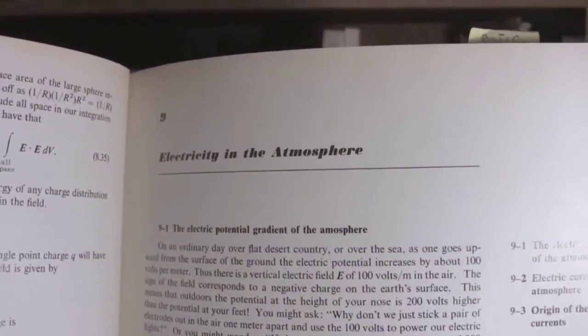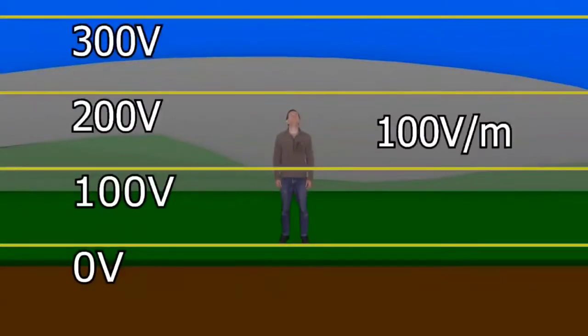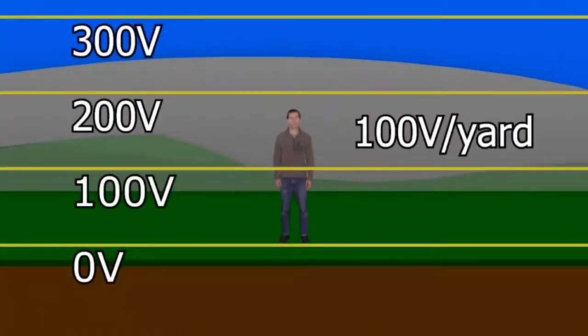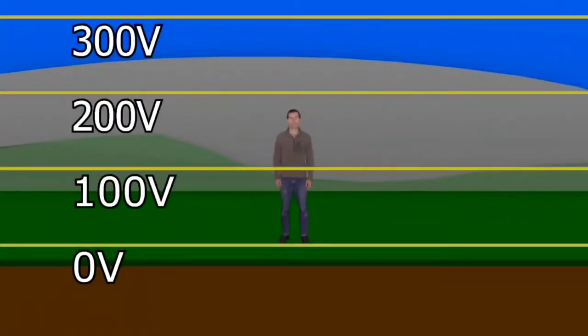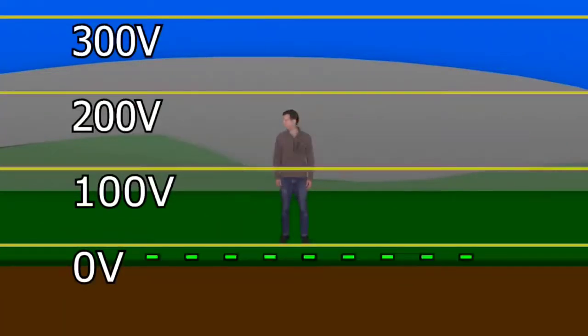Electricity in the atmosphere. For every meter you go up in the air, the voltage increases by around 100 volts, or we could say around 100 volts per yard. We can draw these voltage increases using what are called equipotential lines. Notice that the ground is negative and the sky is positive with respect to each other.